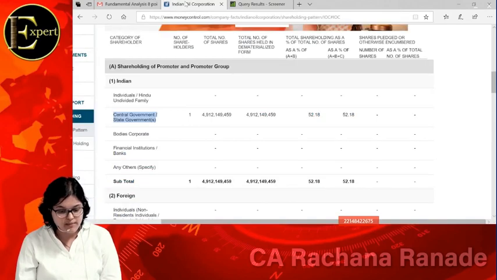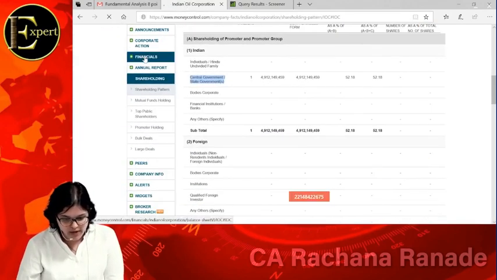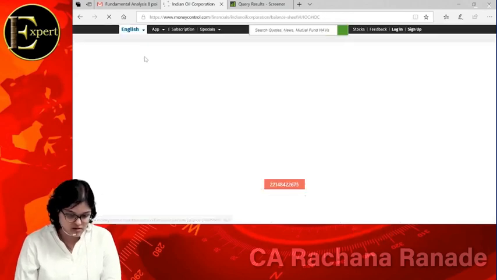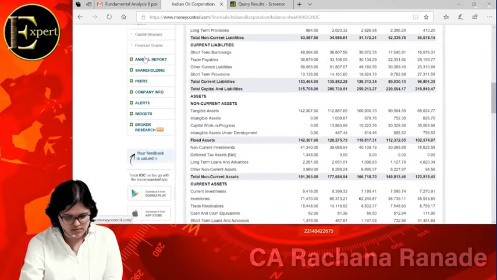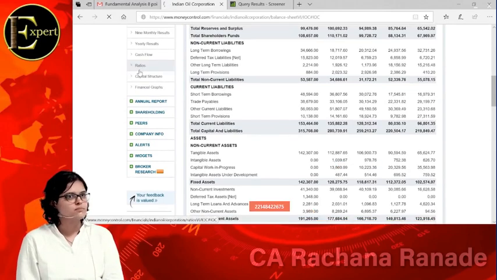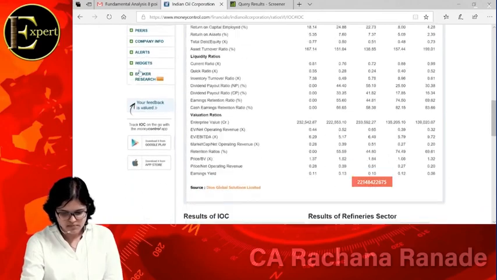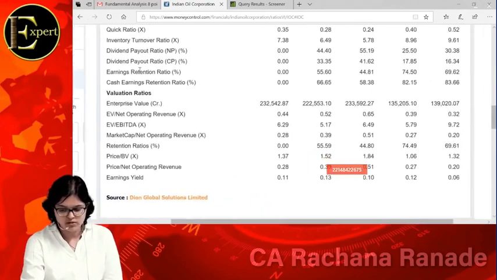And what is the second important screen? That is your Moneycontrol. In Moneycontrol, which one? Financials. Inside Financials, which one? It was ratios. And here also you get a bunch of ratios. And one ratio which we are going to discuss tomorrow, because it is required for future valuation.